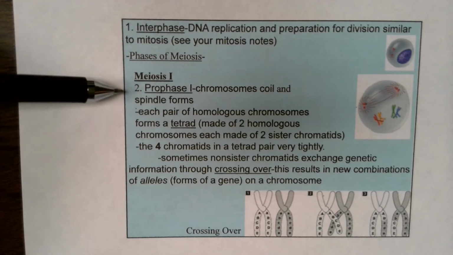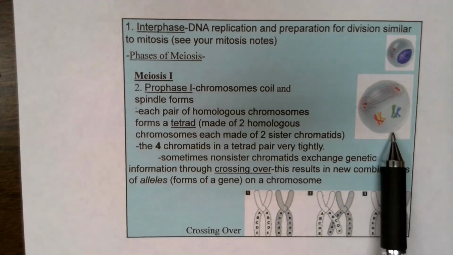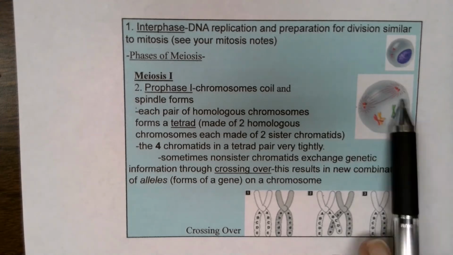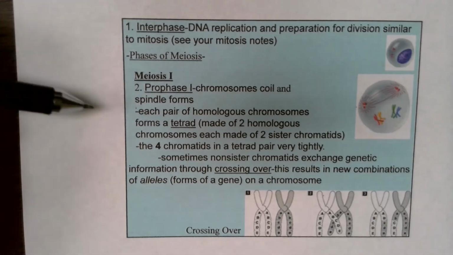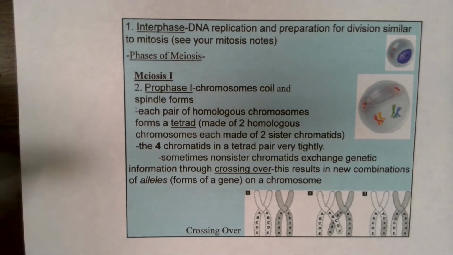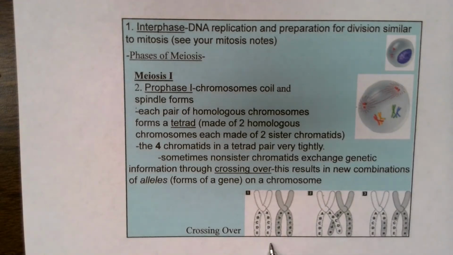So in prophase 1, the chromosomes, as we talked about in prophase of mitosis, are going to coil up and become really dense, like what we see over here. Spindle fibers are going to form, centrioles are going to migrate to the opposite poles of the cell, right? And then each homologous pair of chromosomes is going to form what's called a tetrad. A tetrad is made of 2 homologous chromosomes, each made of 2 sister chromatids. So we see 2 tetrads here. We see 1 tetrad down here, right?